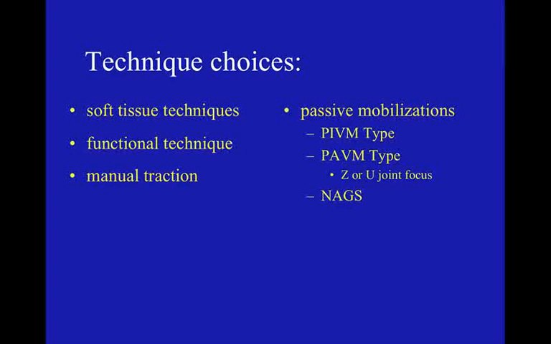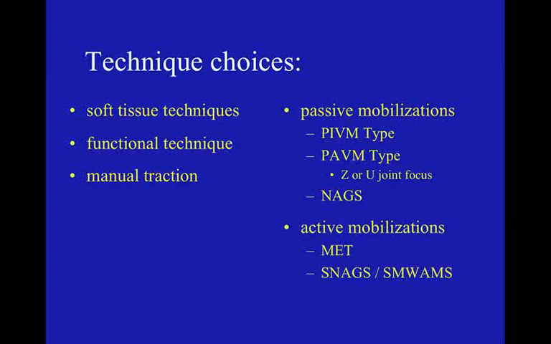There are also a group of passive mobilizations. We can use the PIVM type movement, incorporating physiological movements, or PAVM type movements, which are the accessory glides with either a Z joint or a U joint focus. NAGs are also passive mobilizations that are presented by Mulligan, and we will have a look at those as well. There's also the group of active mobilizations known as muscle energy techniques, which are osteopathic techniques that incorporate voluntary muscle contraction to assist in the mobilization.